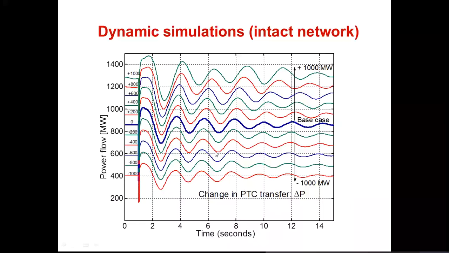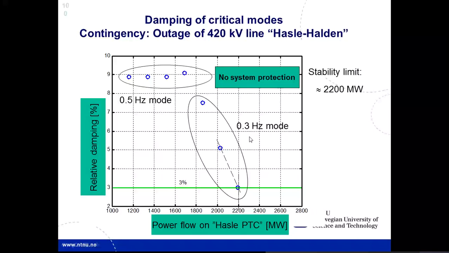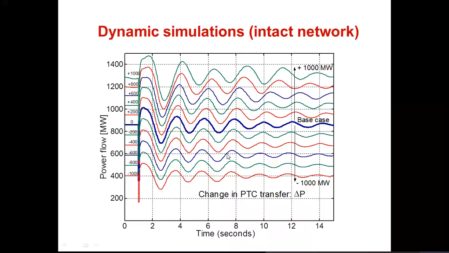So this is what is shown as the power oscillations in the time domain. What we had before was a steady state analysis on the mode property. Here, let's say this is time in seconds and this is the power flow. Let's say that this is your base case. So you have a base case, and you can increase the power flow from the base case, or decrease the power flow from the base case.